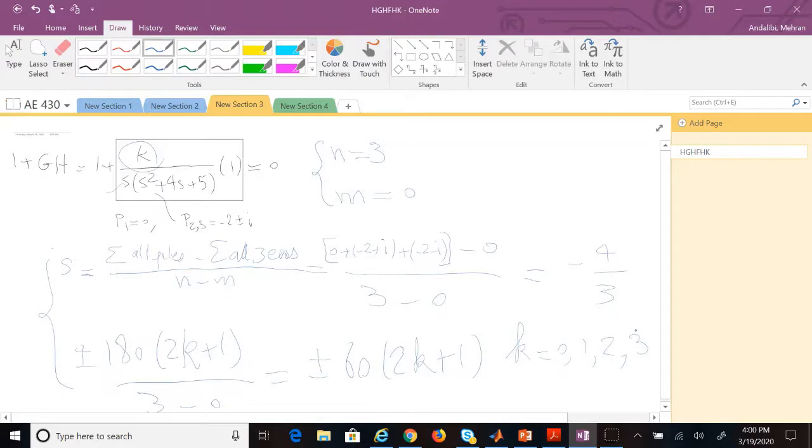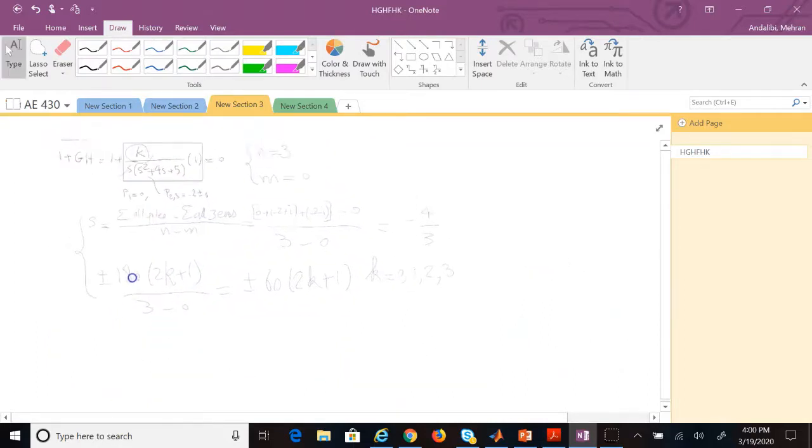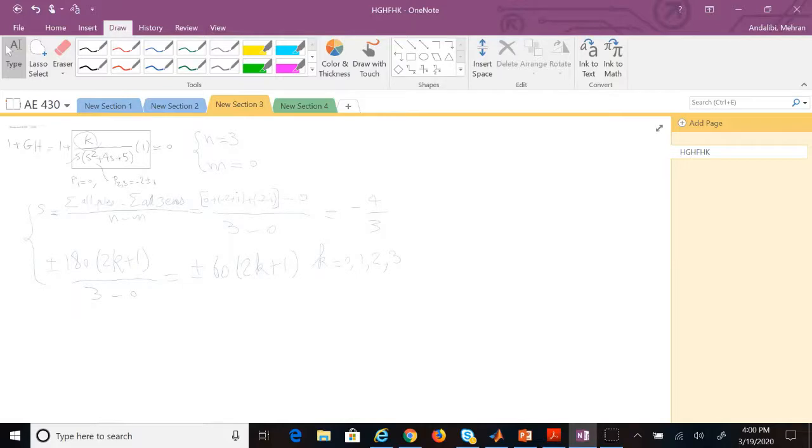is 3. So k can range anywhere from 0 to 3, and if you plug in, what would you get? If you plug in 0 here, it's going to be plus or minus 60 degrees. If you plug in 1 here, it's going to be 3 times 60, so plus minus 180, which is basically the same angle. If you plug in 2, it's going to be 5 times 60, which is 300.